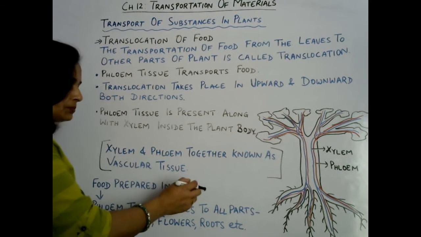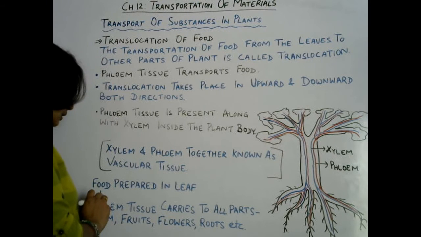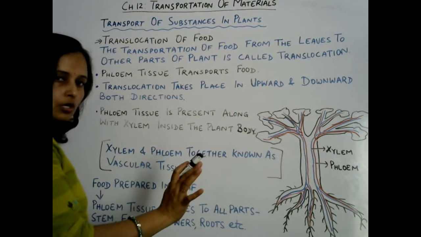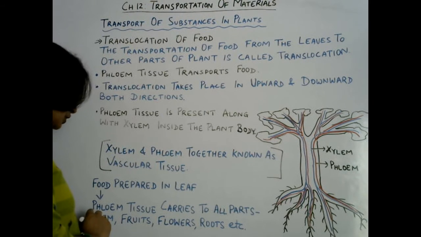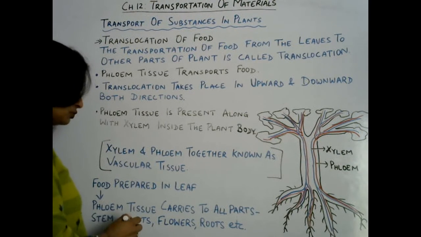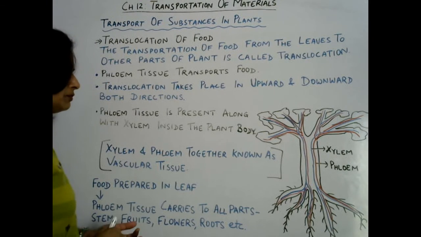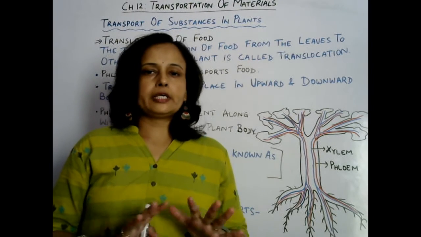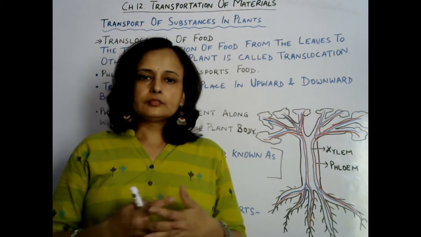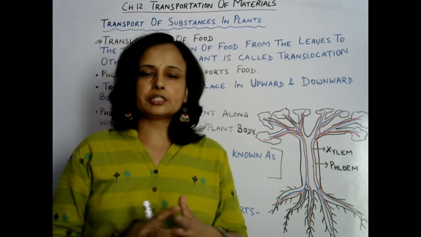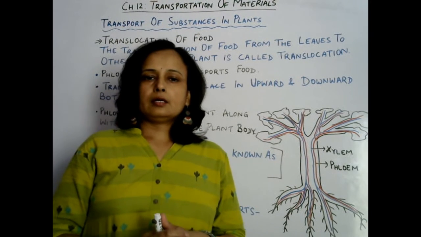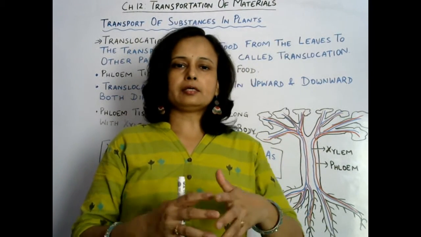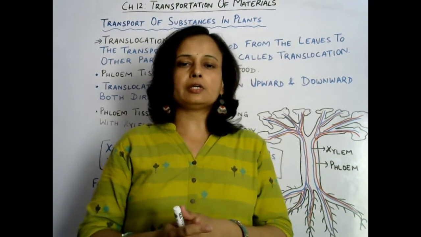Now the food which is prepared in leaf, that is taken by phloem tissue. Phloem tissue carries that food to all parts of plant, whether that is stem, fruits, flowers, roots, seeds, whatever the parts it is. So in this way translocation of food takes place in a plant. And now this transportation part is completed. A little bit is left, other than transportation in plant, that is excretion.